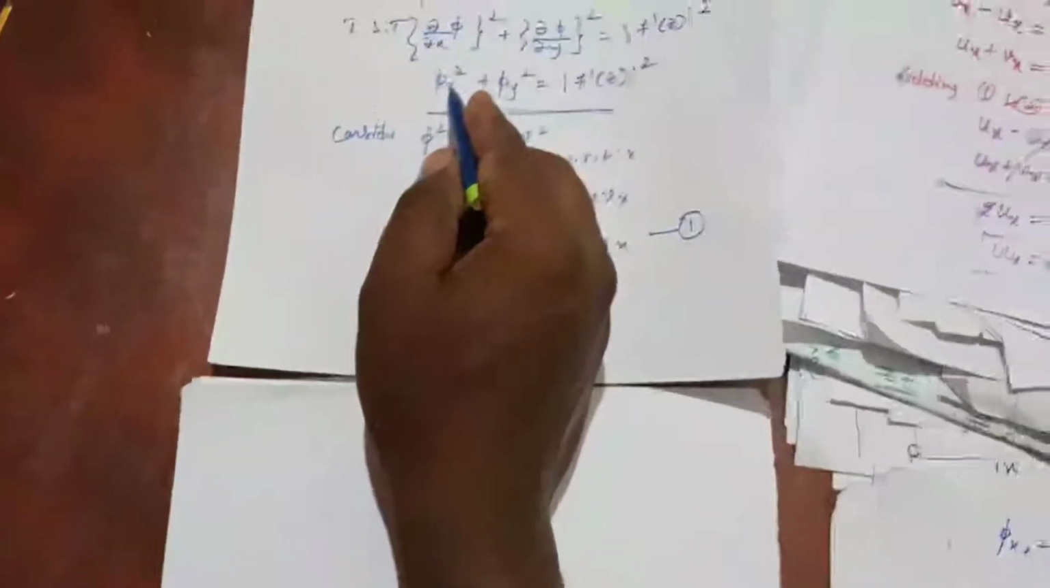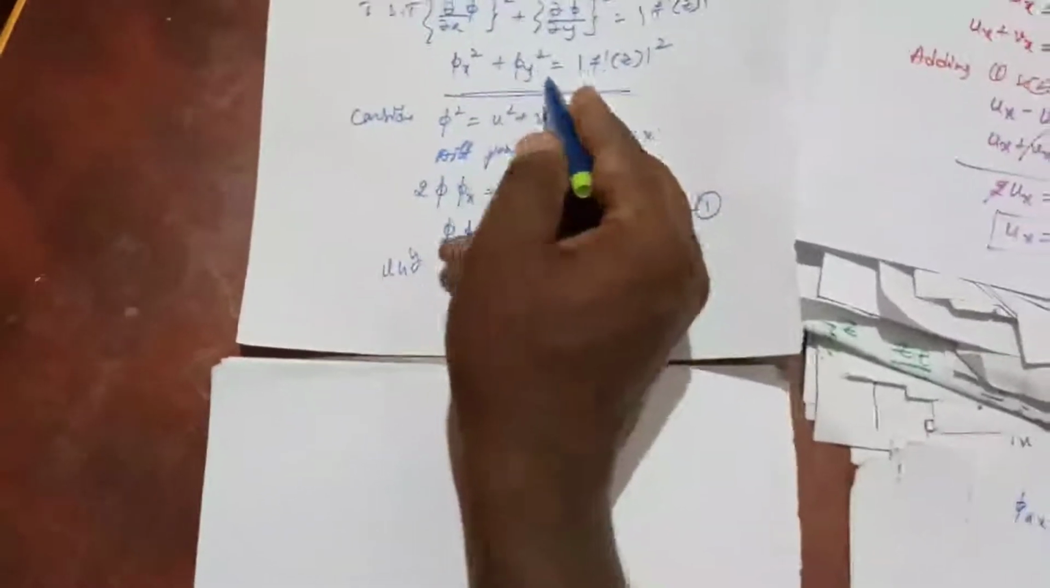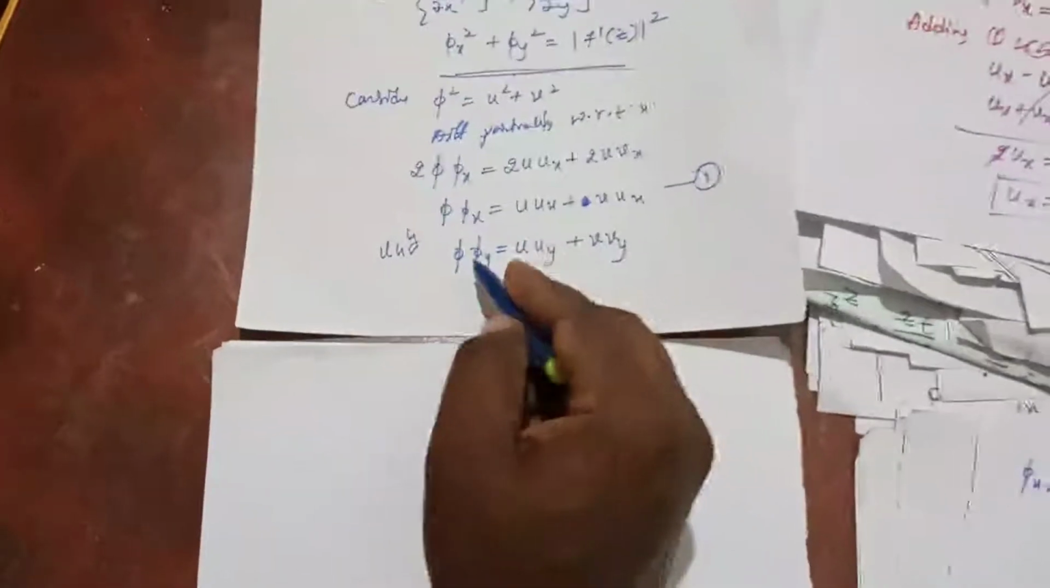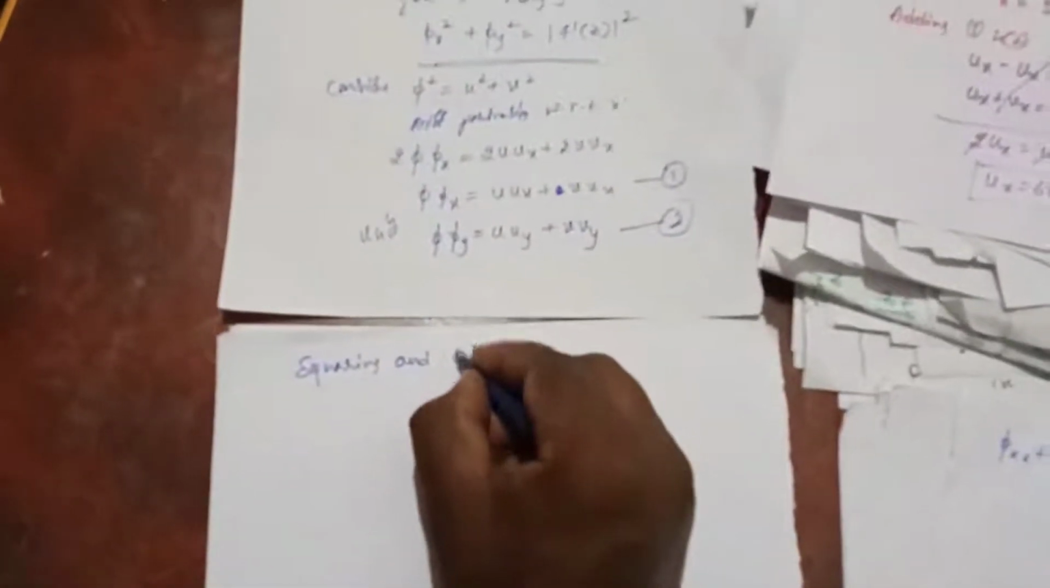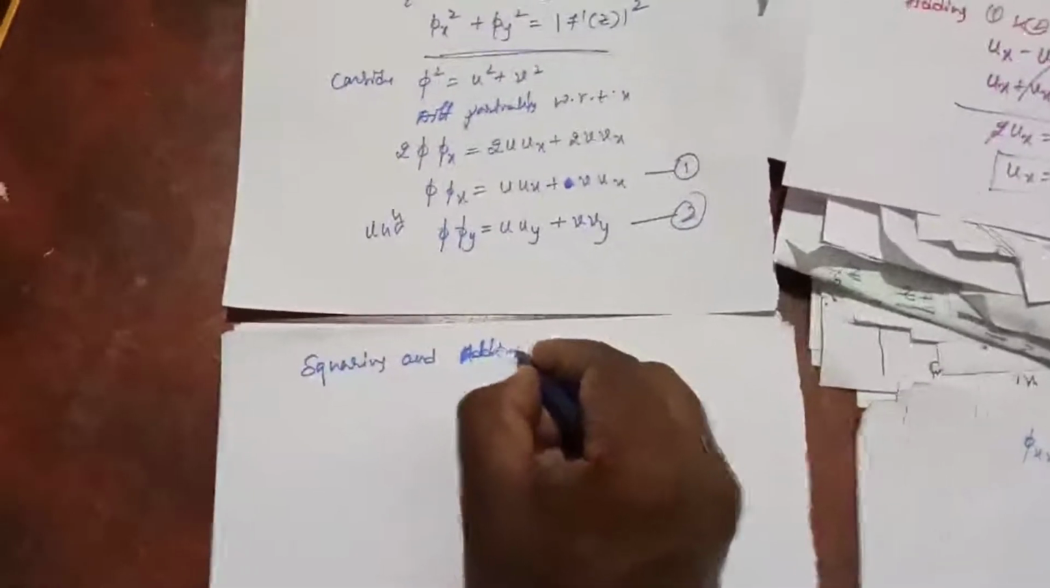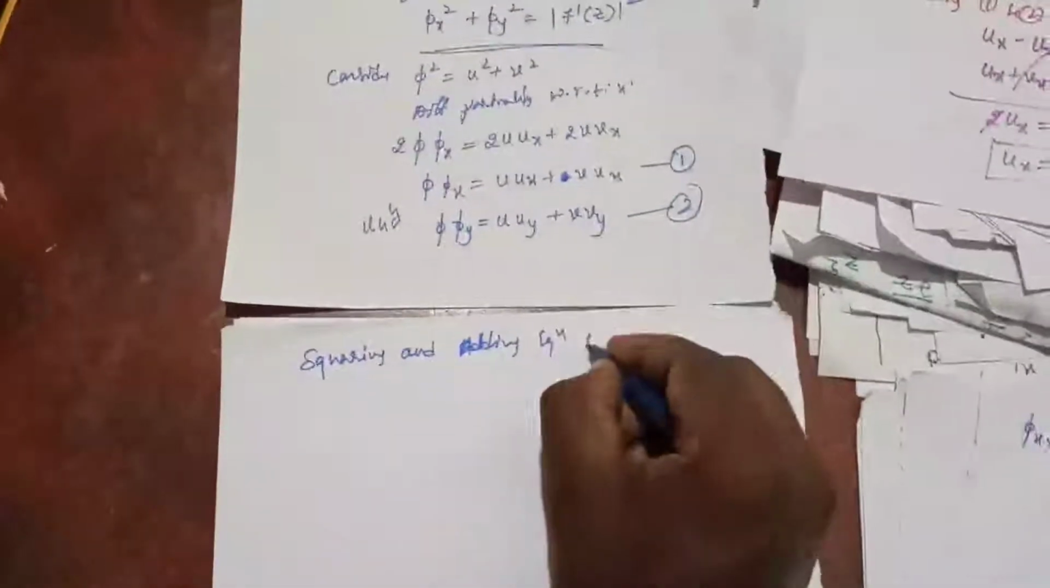Now here the required result is phi x square plus phi y square. Squaring and adding equation number 1 and 2.